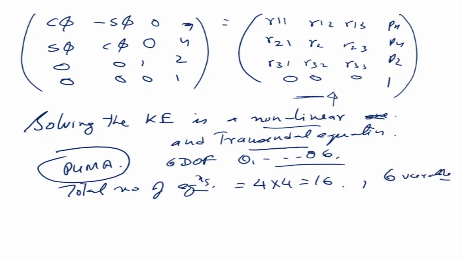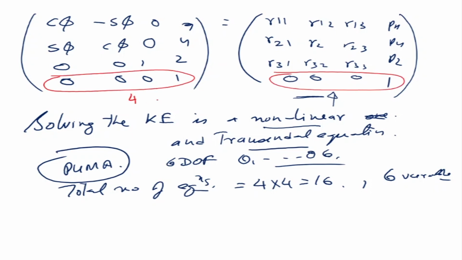Okay, so it would appear that there are 16 equations and 6 variables, so it should be very easy to solve because there are more equations than variables. But if you look very carefully at the two sides of these two matrices, what you see is that this set of terms, which is 4 here and 4 there, are basically trivial solutions. Okay, what is the meaning of trivial solutions?